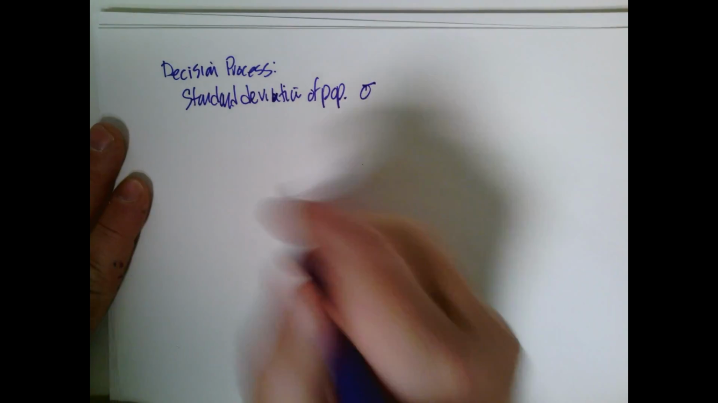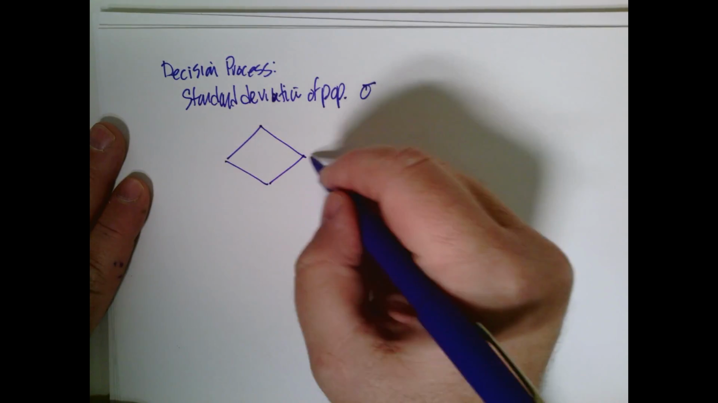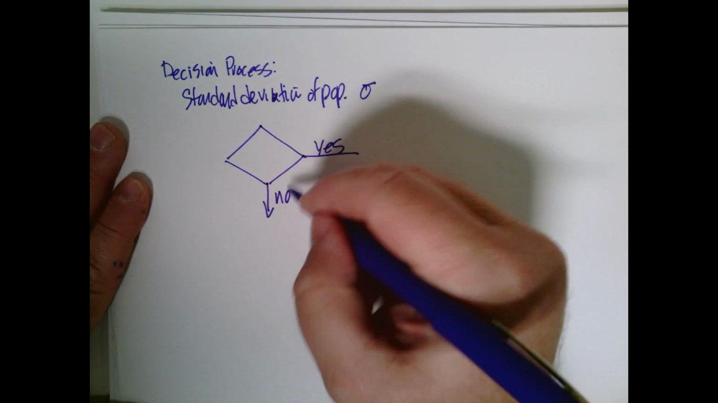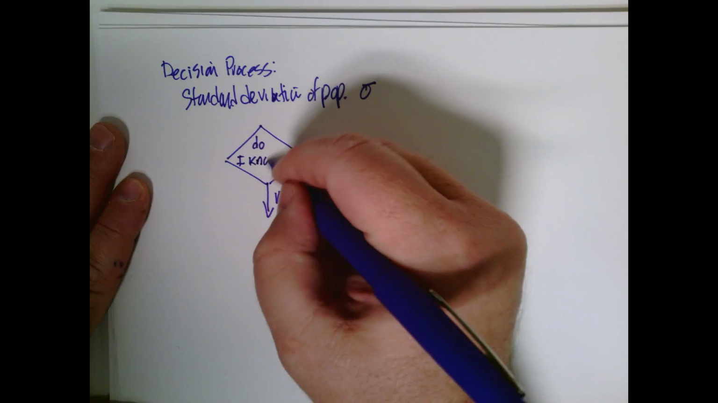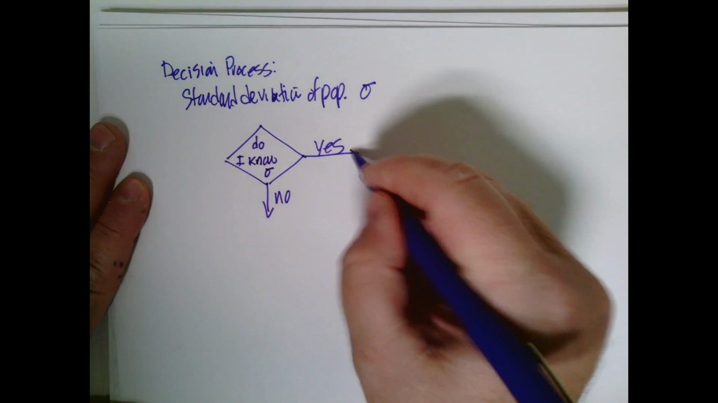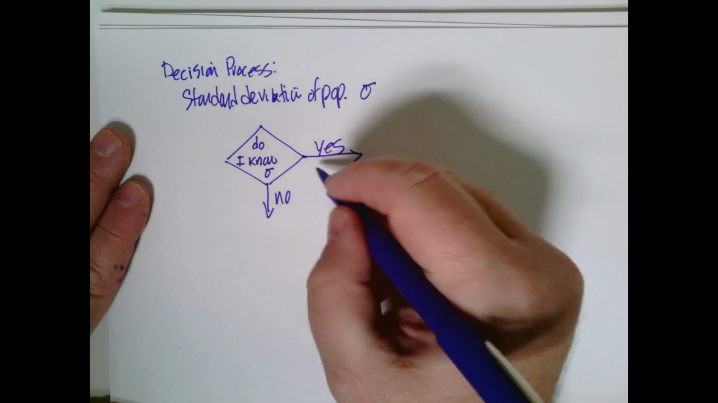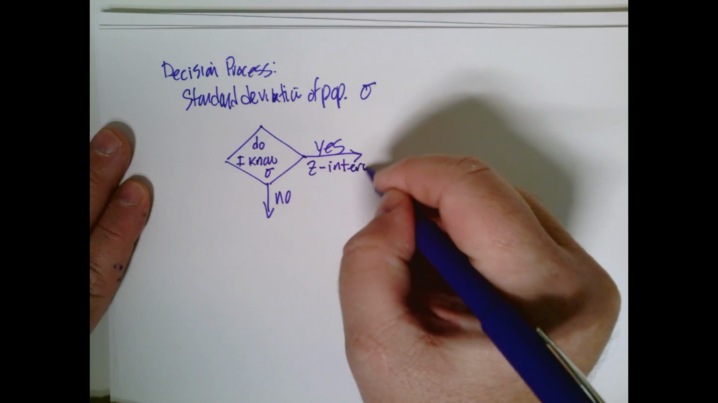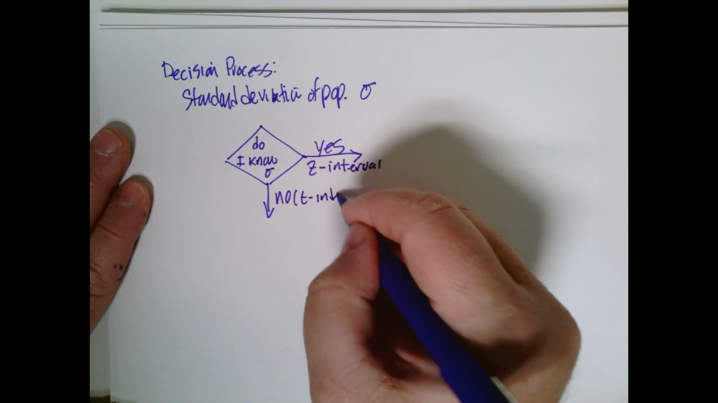So let's shortcut this into two things. Yes, we know it. No, we don't. So, do I know sigma? Yes or no? Now, if it's a yes, this is what we call a z-interval. And if it's no, this is what we call a t-interval.